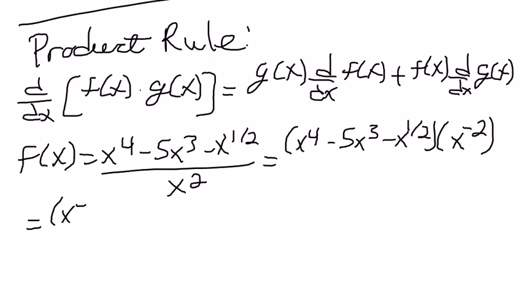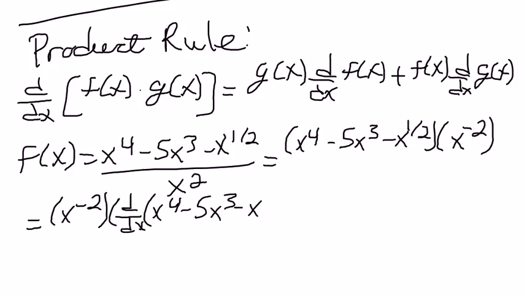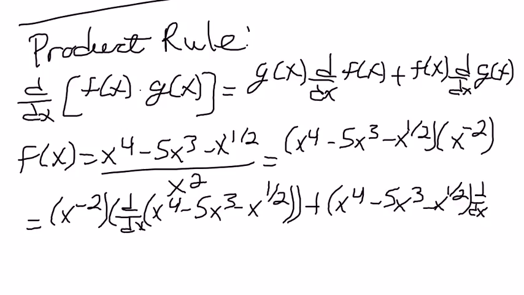So we have x to the negative 2 times the derivative of x to the power 4 minus 5x cubed minus x to the power of 1/2. That's going to be plus what we had in our numerator times the derivative of x to the negative 2. Let's get that in there. Okay.